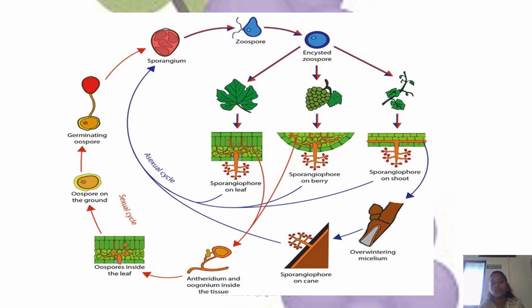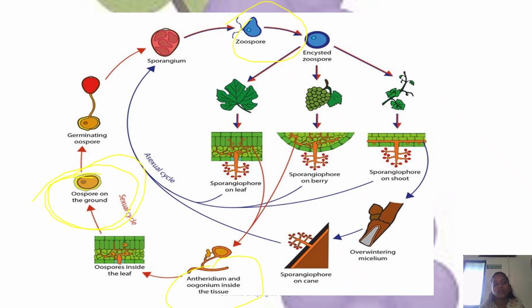Coming to the life cycle, in downy mildew of grapevine, basically two spores appear, that is zoospore and oospore. With the gametangial contact of the antheridium and oogonium, that is male organ and female organ, it leads to the formation of oosphere, and later it develops into the oospore. This oospore has a thick wall structure, and this leads to the sexual life cycle of the downy mildew.